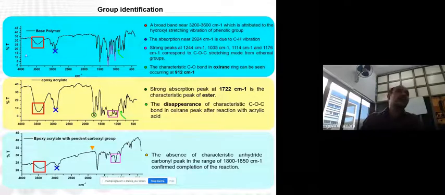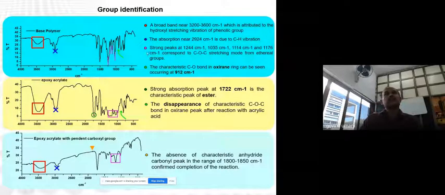broad range near 3200 to 3600 centimeters inverse, which can be attributed to the hydroxyl stretching vibration of the phenolic group, because of the Novolac resin. Then 2924 centimeter inverse belongs to the CH vibration.